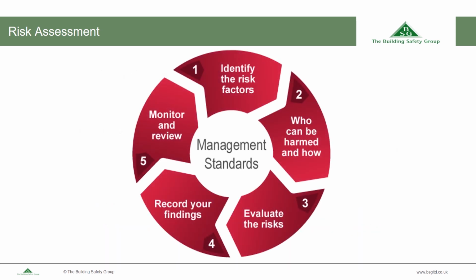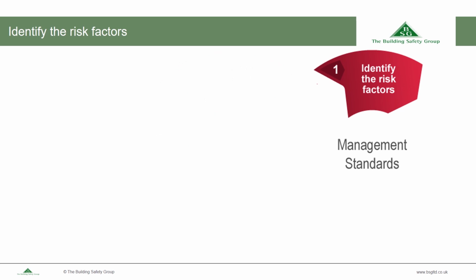The Health and Safety Executive publication, Risk Assessment: A Brief Guide to Controlling the Risks in the Workplace, outlines 5 main steps that a risk assessment should follow. They include: identify the risk factors, decide who might be harmed and how, evaluate the risk and decide on any action, record your findings, and monitor and review your findings. So step 1, identify the hazards.